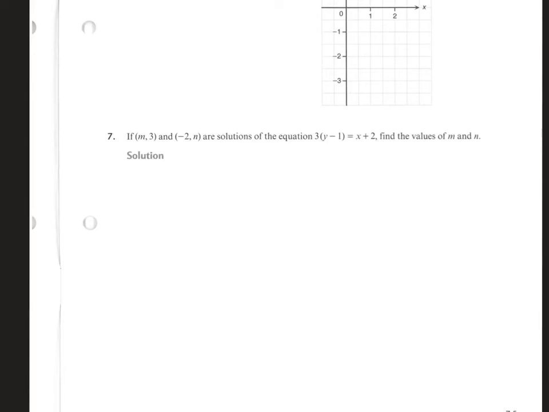Okay, next number 7 will be hard because it's checking your concept. Okay, so let's see what's happening. You have 2 order pairs and telling you that it's a solution of the equation. And then the first thing you have to note will be, do you know the meaning of solution? Solution means that each of the order pairs can be substituted to the equation properly.